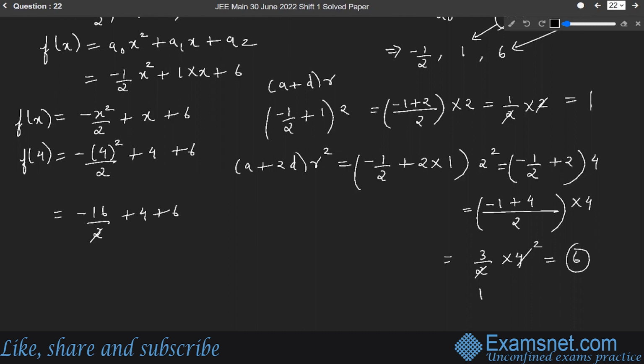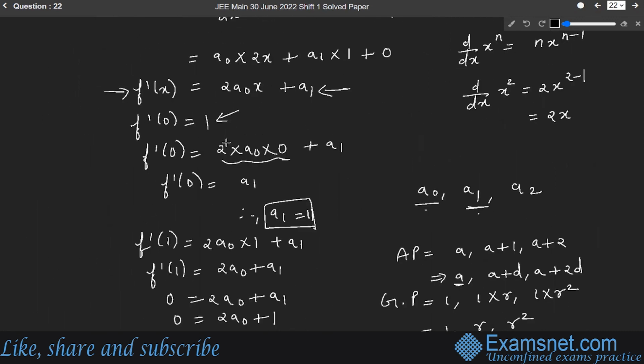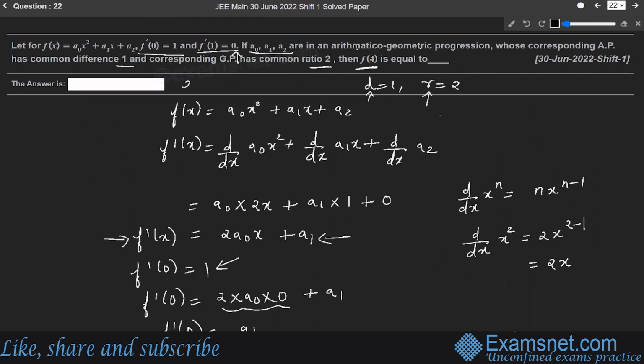Now what is minus 16 by 2? It is minus 8. So minus 8 plus 4 plus 6. Minus 8 plus 4 is minus 4. Minus 4 plus 6 is 2. So the value of f of 4 is 2. Therefore, for this question, the answer is 2, which is the value of f of 4.